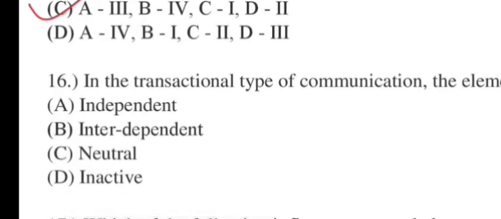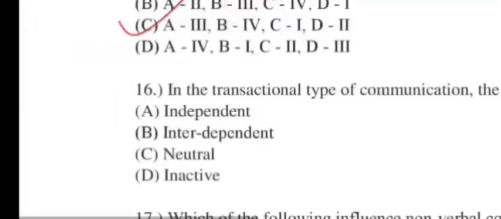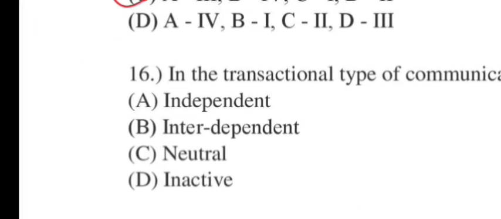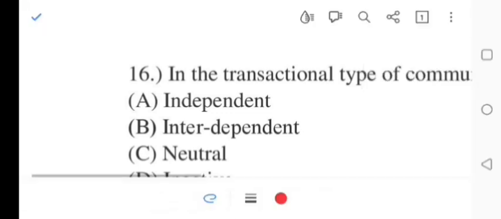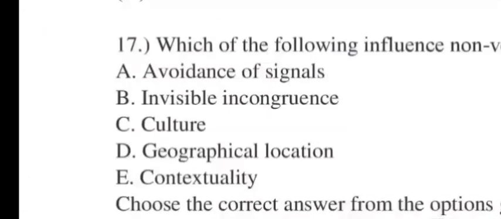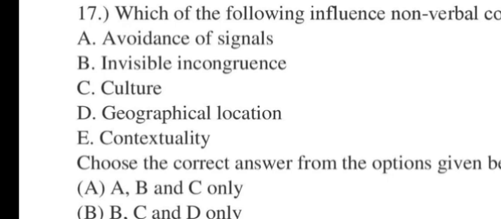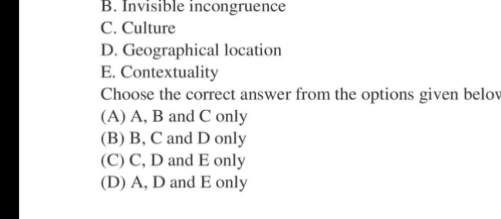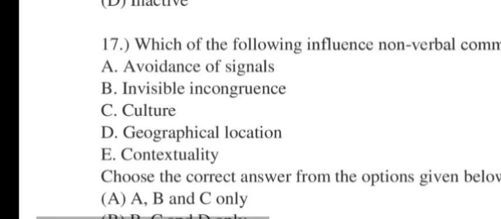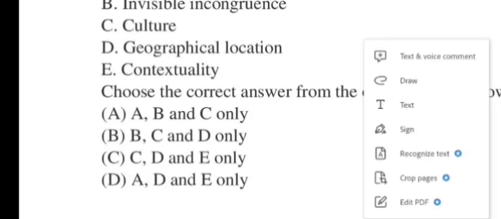Now 16. In the transactional type of communication, the elements are what? Independent, interdependent, neutral, inactive. It will be interdependent. 17 says, which of the following influence non-verbal communication? A, B, C, D, E. A, avoidance of signals, B, incongruence, sorry for the pronunciation. C, culture. D, geographical location. E, contextuality. Choose the correct answer from the options given below: A, B, C; B, C, D; C, D, E; A, D, E. Number 17, it will be C. That is C, D and E will be correct.